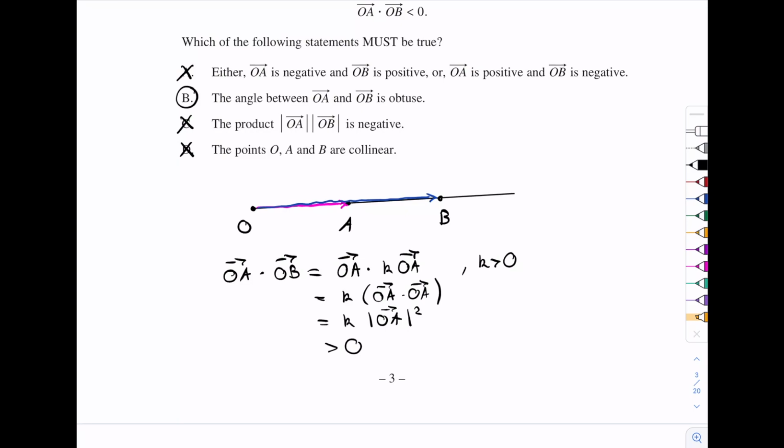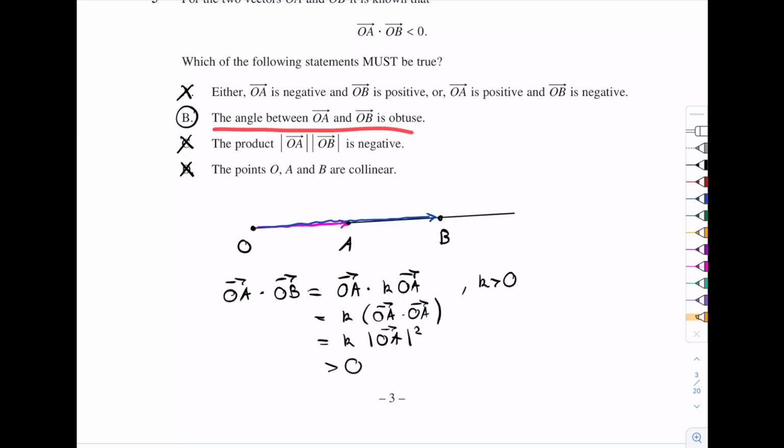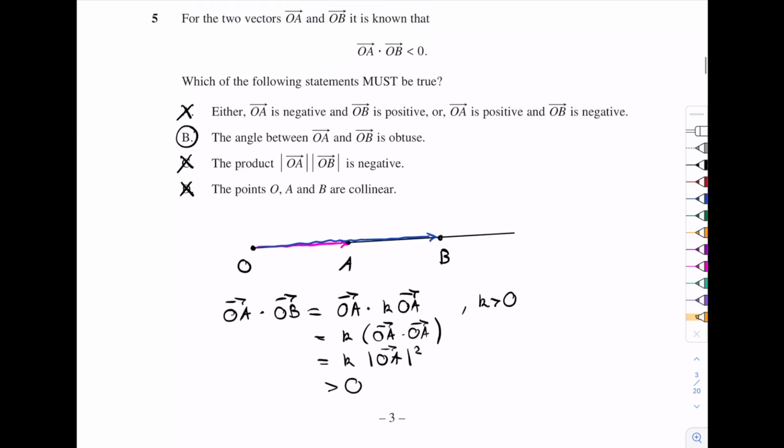However, it's interesting to note that this is actually also not necessarily true. And I believe that this is a mistake that NESA made in the question, because OA.OB less than 0 happens if we have precisely this sort of scenario. So let's draw it up. If we had O here, and we had A here, and we had B here. So OA is going like this, OB is going like this. And so the angle between these two is 180 or pi radians. So we can mark that there.